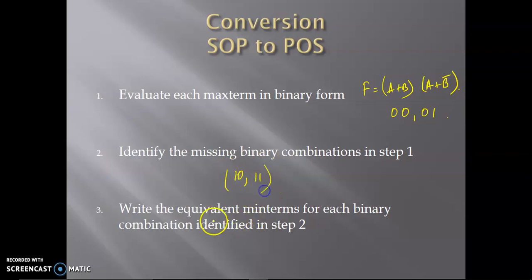In the next step, what you do is write the equivalent minterms corresponding to these missing binaries. 1, 0, what is the minterm corresponding to 1, 0? AB bar. Okay. What is the minterm corresponding to 1, 1? AB. Okay. Since it is a sum of products, you put a sum there. And that is your function. This is your final function, correct?